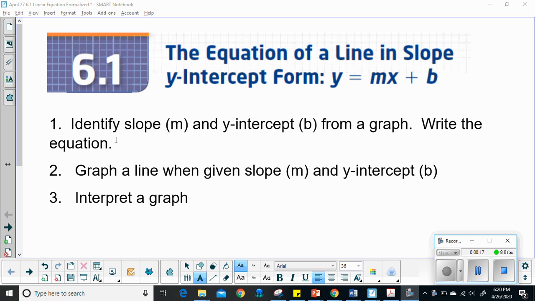So in this lesson, we're going to identify our slope and y-intercept from a graph, create the equation. We're going to graph a line when given slope and y-intercept, and we're going to interpret a graph.